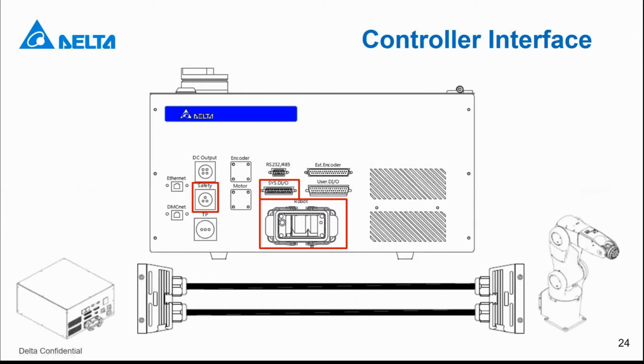And then next will be about the control interface. First, you must connect these 3 connectors, then you can start to use the robot. So first, it's easy. It's the robot connector itself. You just need to connect the controller with the robot arm with this cable. Then it's done.